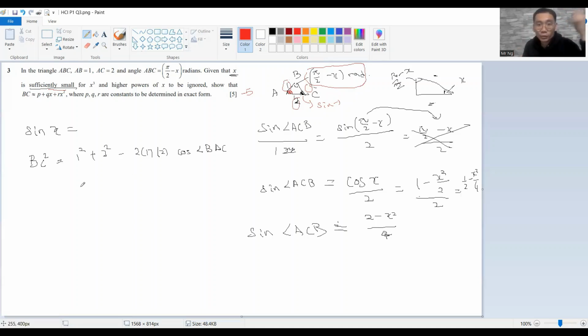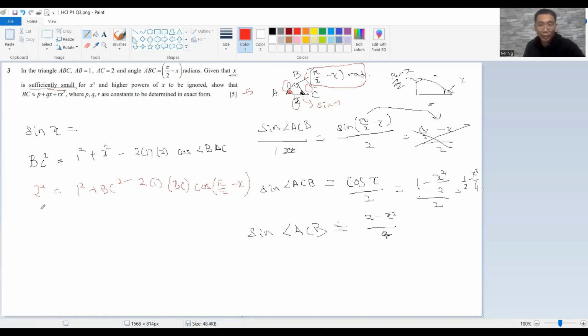Okay, so applying the cosine rule formula. AC square is equal to AB square plus BC square minus 2 times AB times BC, and then cosine of the angle in between these two. So the angle in between them is angle ABC, okay, which is pi over 2 minus x.